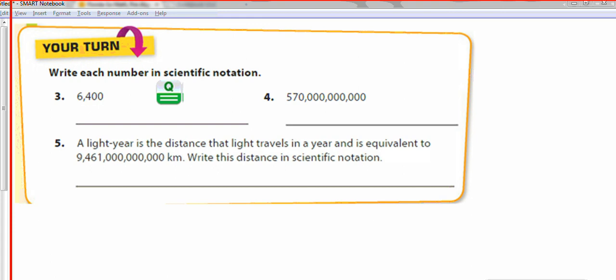So let's do a few more of these. We're supposed to write each number in scientific notation. So the first one is 6,400. So again, write the number 6,400. There is no decimal point here, so the decimal point goes to the end, all the way to the right. And to make it a one-digit number, the decimal point should be here. So you had to move it 1, 2, 3 times. So you know that the final answer will be 6.4 times 10 to the 3rd.